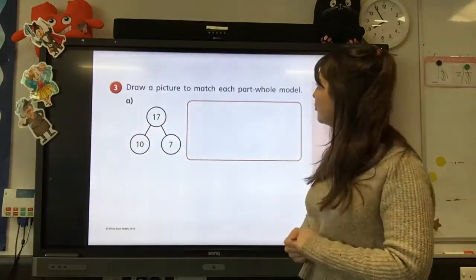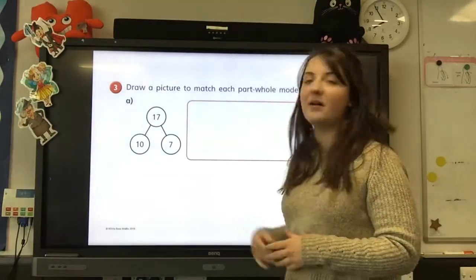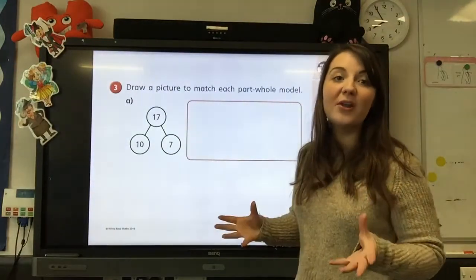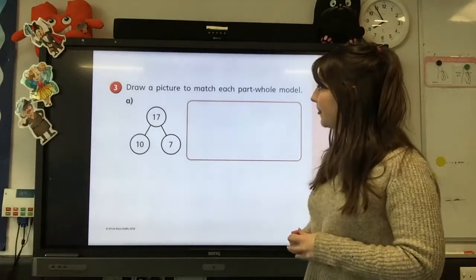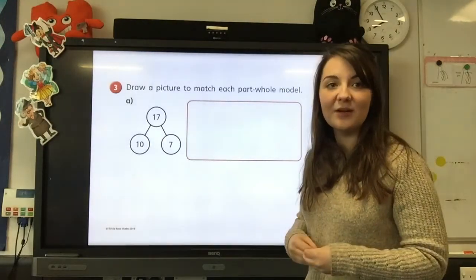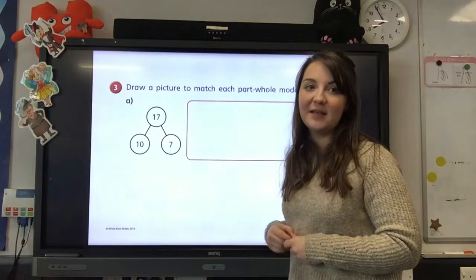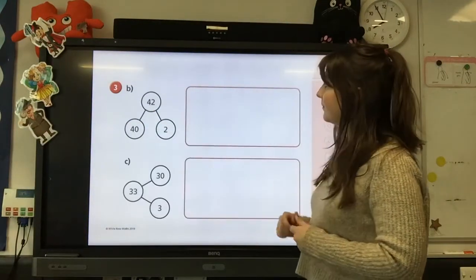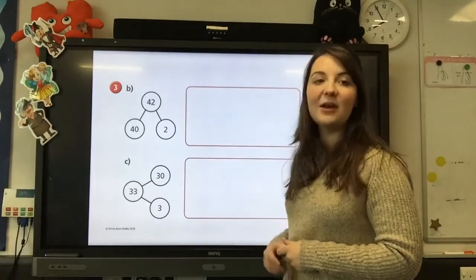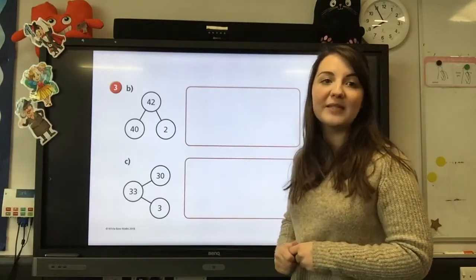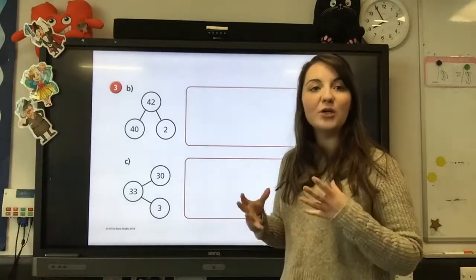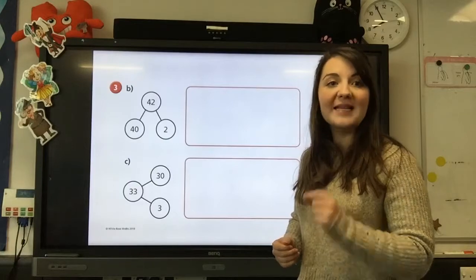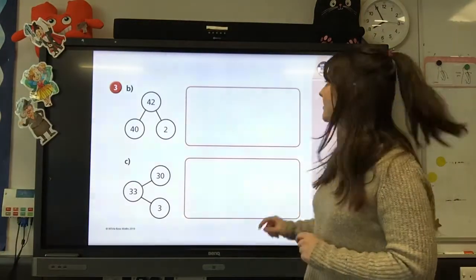Number 3 says draw a picture to match each part of the part whole. So what I would like you to do in the box is to draw another part whole, but I would like you to draw your sticks and stones instead of numbers, okay? You have the same here, you have 2 more. Draw your part wholes again, but in your part whole, do sticks and stones instead of numbers, remembering that your tens are sticks and your ones are stones.